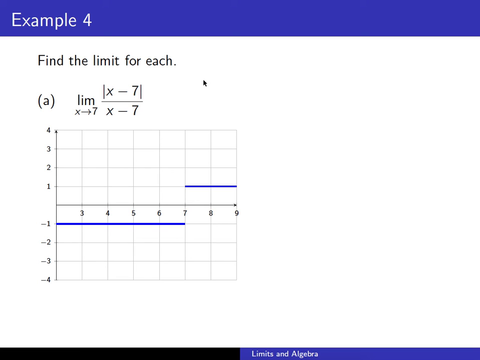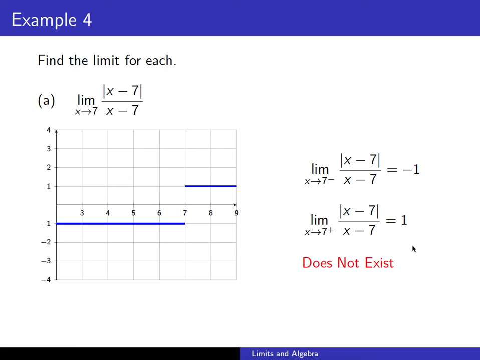So coming in from the left-hand side, as we get closer to an x value of 7 from the left-hand side, our left-hand limit is negative 1. Coming in from the right, our right-hand limit is going to be positive 1. And the left and right-hand limits are not the same value, so this limit does not exist.